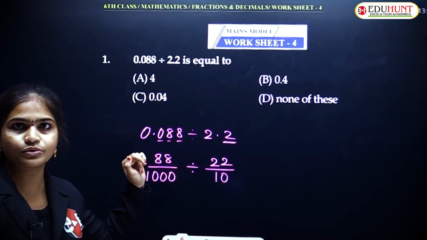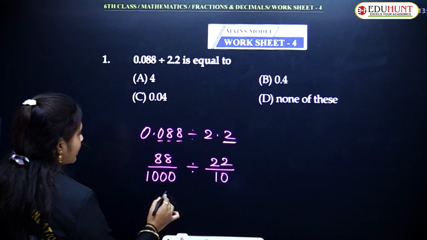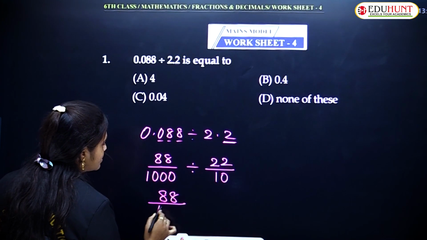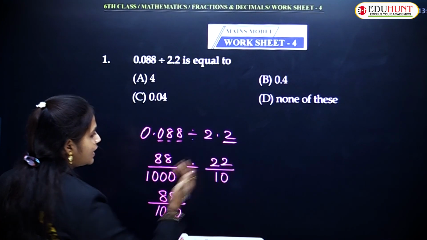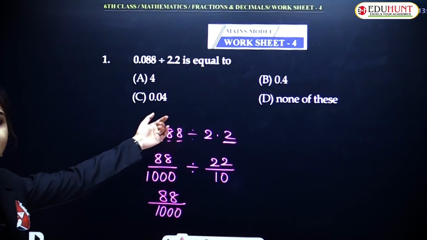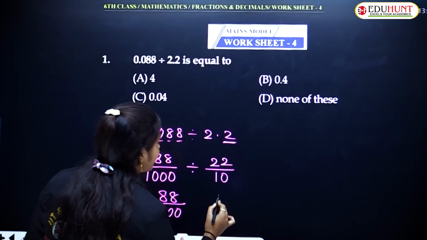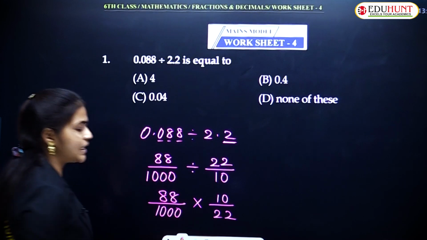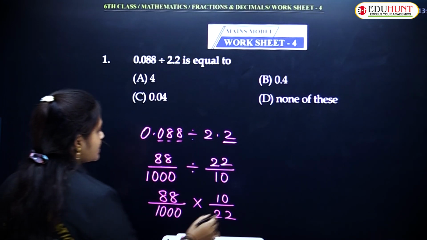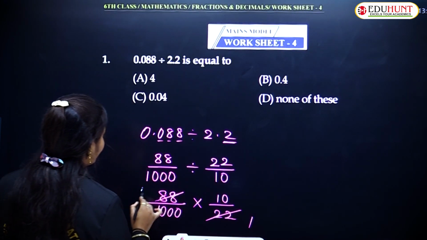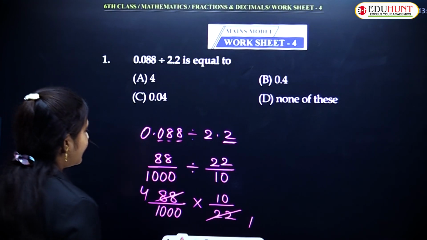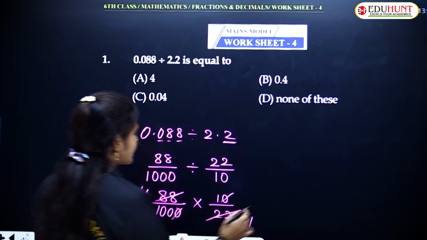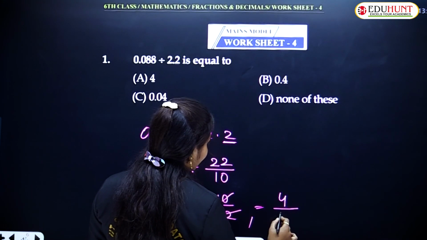We know how to do the division of two fractions. 88 by 1000, and the denominator is also a fraction, no? So the fraction becomes a reciprocal, that is 10 by 22. And here the division becomes multiplication. Understand? 22 ones are 22, 22 fours are 88. Clear? And here the 0 and 0 get cancelled. Finally, 4 by 100.